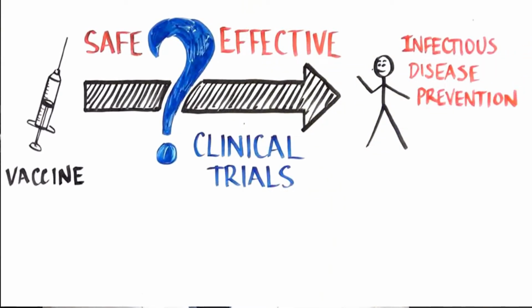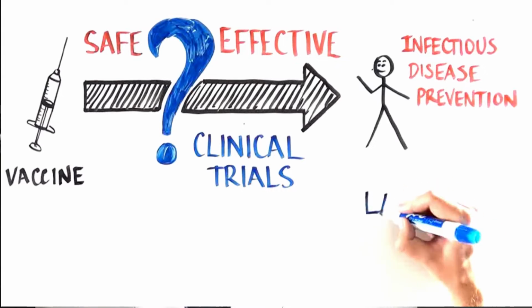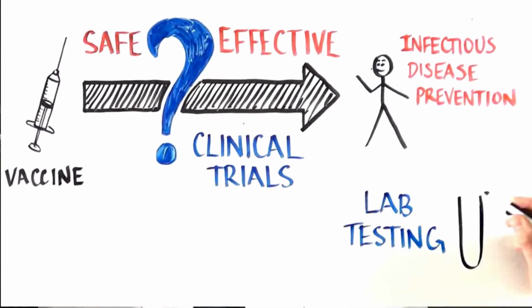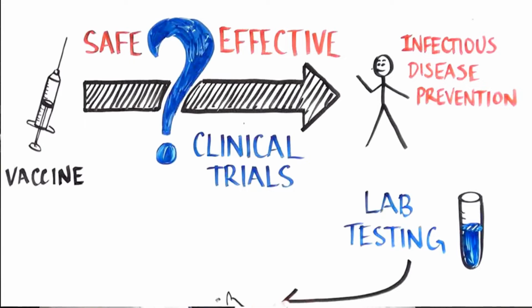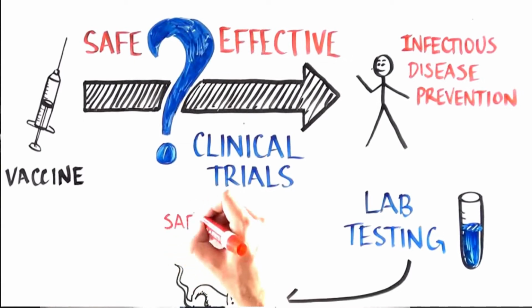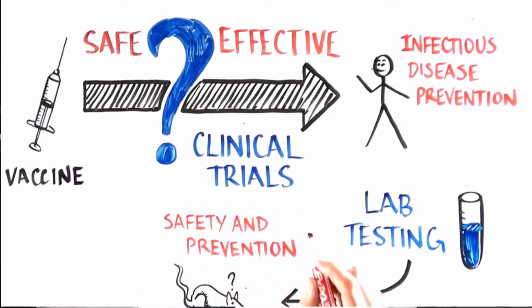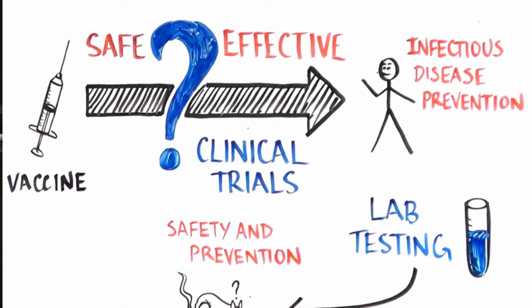The purpose of a vaccine is to prevent new infectious disease. So how do we do this? Laboratory testing is done, and it's a very long and tedious process, to determine the safety of the product, which is the vaccine.